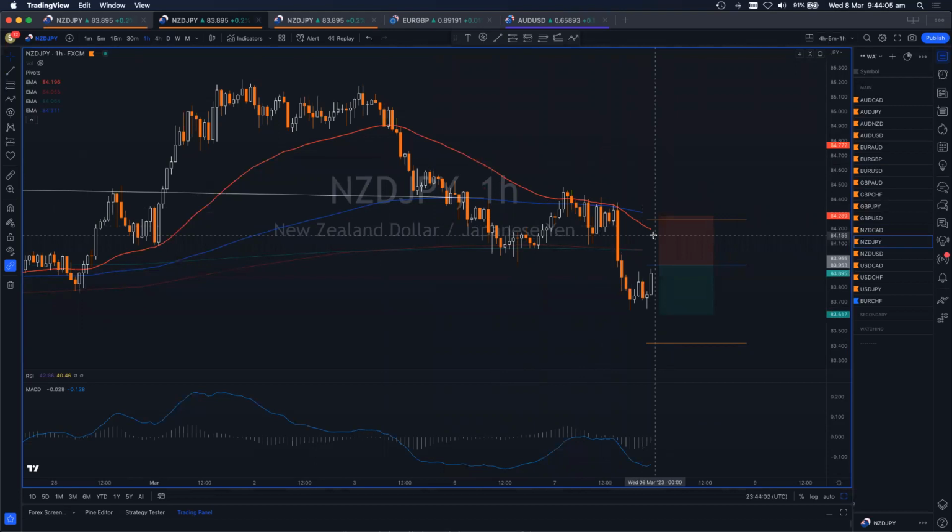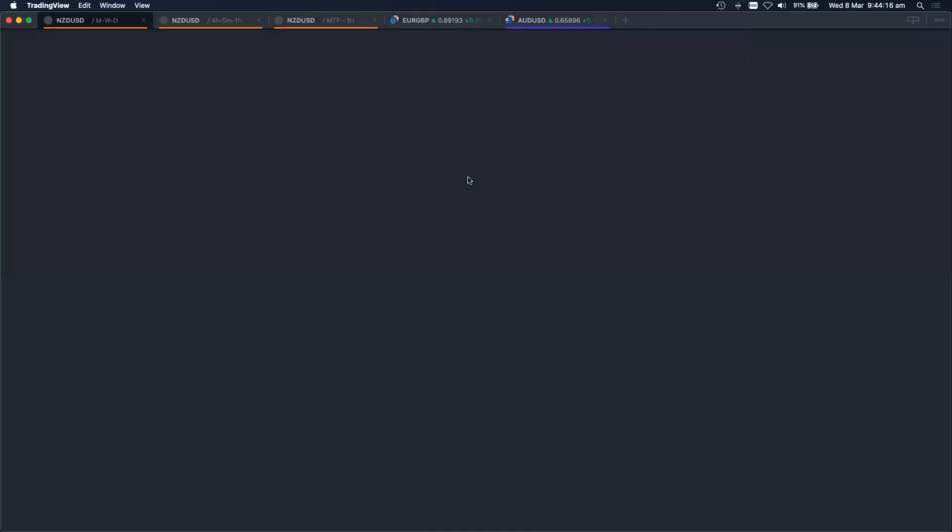So see how that sets up, but it's not looking too good at the moment because the pivot's almost being tested and the 1 hour 50 is way up here. So just keep an eye on it, but probably not going to play out.